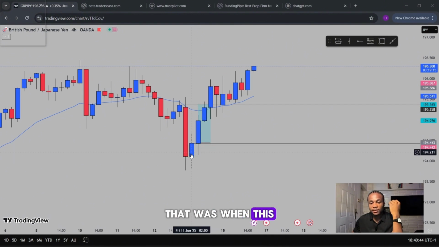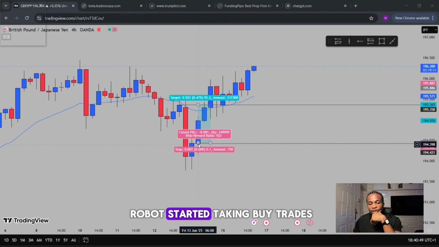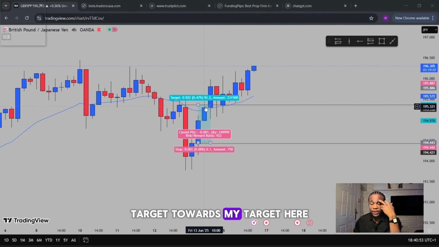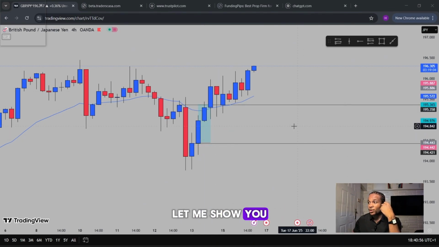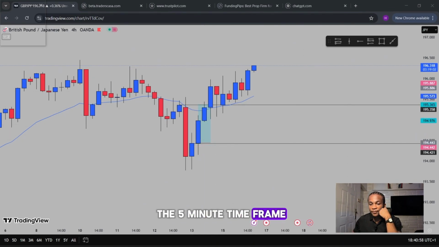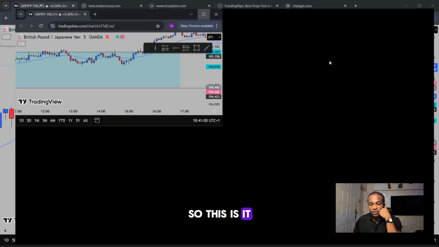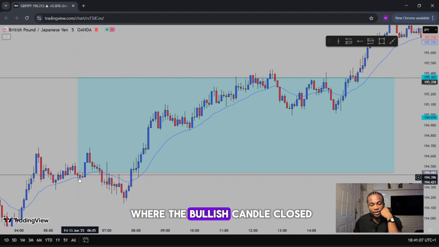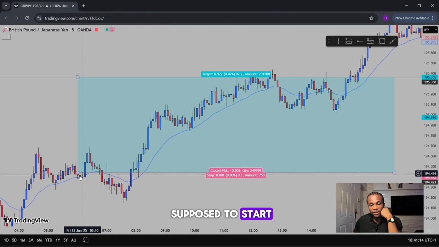That was when this candle closed, and that was when the robot started taking buy trades towards my target here. Let me show you how it is on the 5 minute time frame. So this is it on the 5 minute time frame. This is 6. This is exactly where that bullish candle closed, and this is where the robot is supposed to start taking buy trades towards our target, which is here.